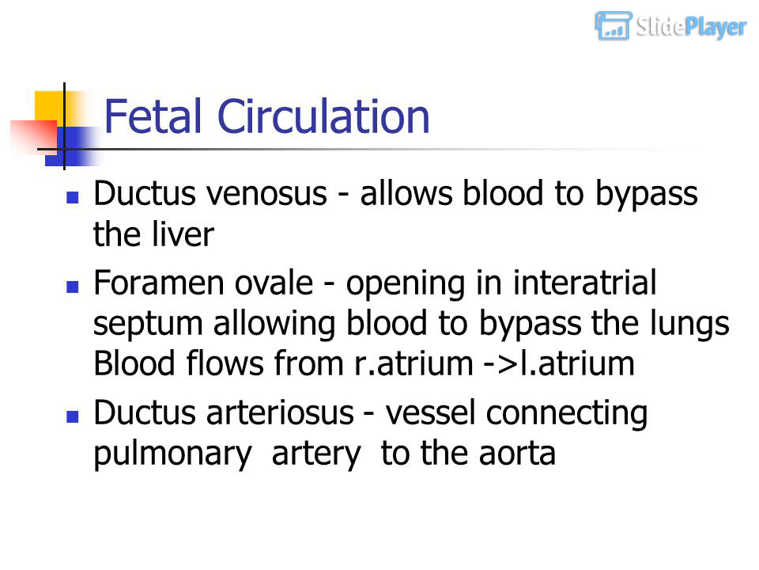Foramen ovale, opening in interatrial septum allowing blood to bypass the lungs. Blood flows from right atrium to left atrium. Ductus arteriosus, vessel connecting pulmonary artery to the aorta.